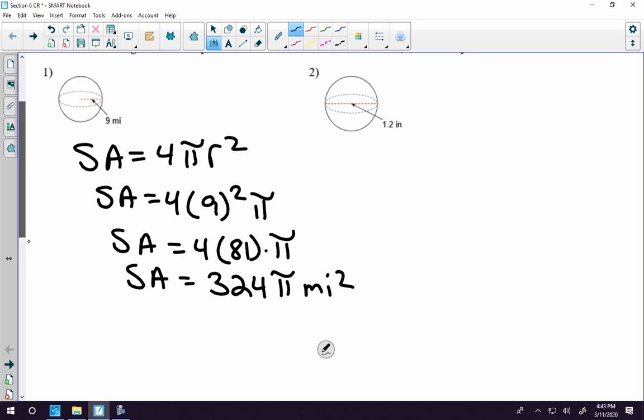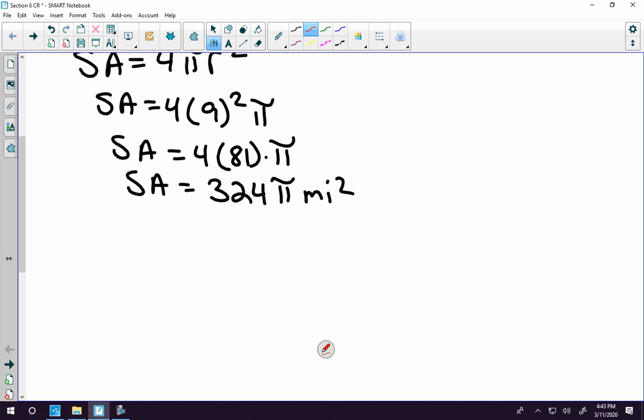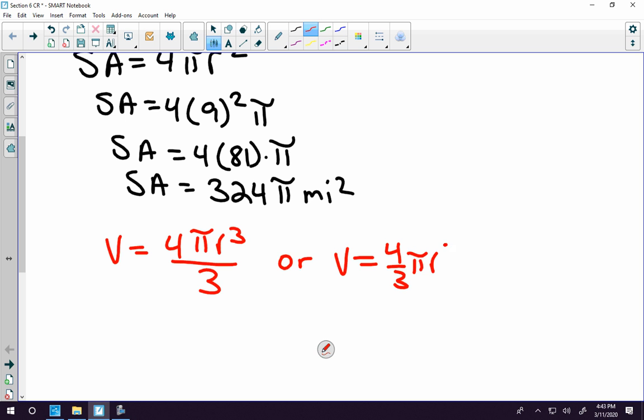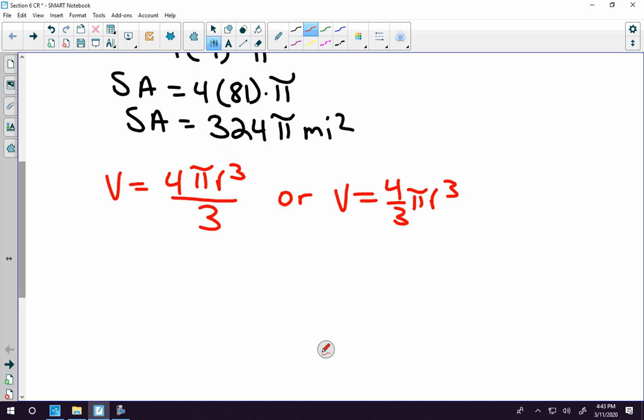Now, volume. How much stuff we could fit inside of this sphere. So our volume is going to be 4 pi r cubed over 3. Some people like to write it as 4/3 pi r cubed. I like the left, some people like the right. It doesn't matter to me.